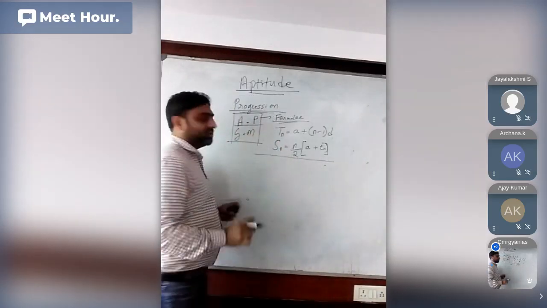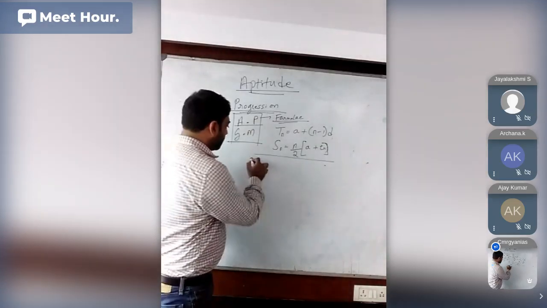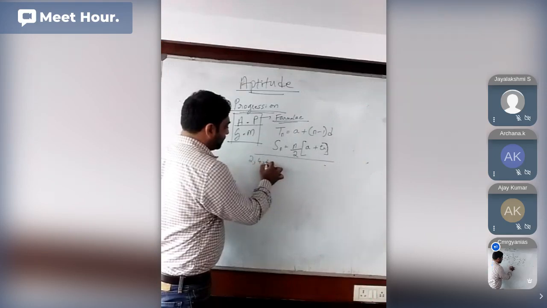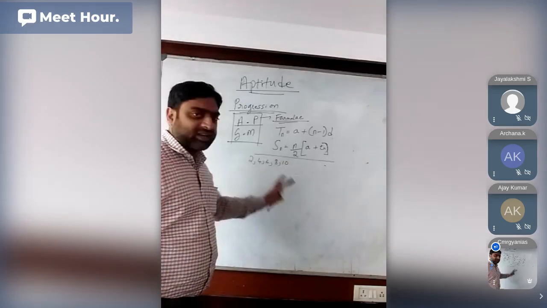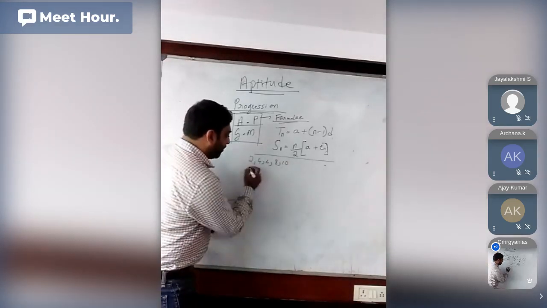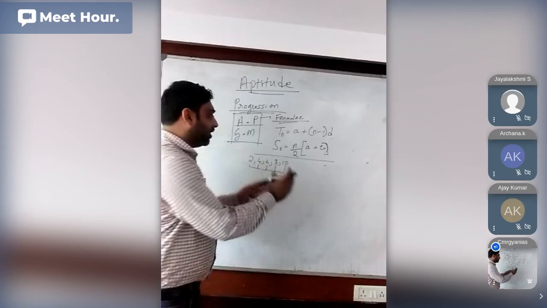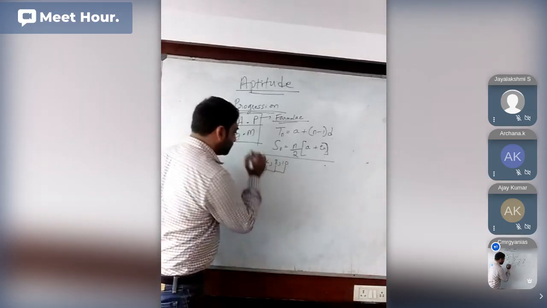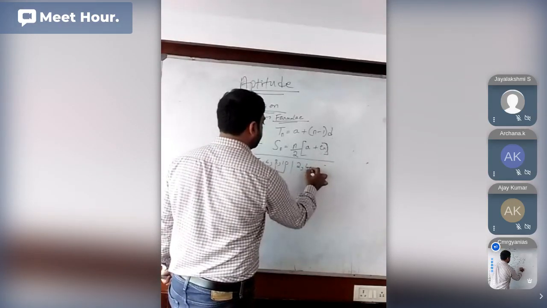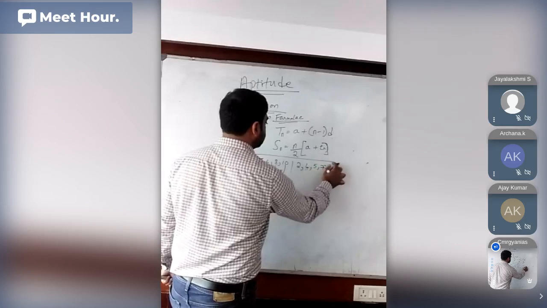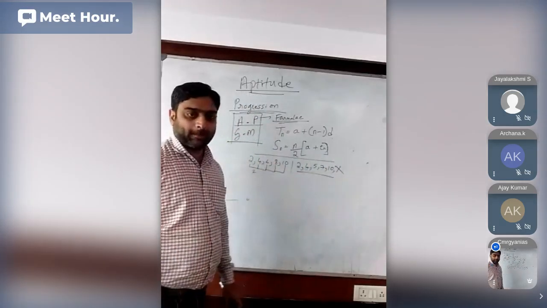Now, how will an arithmetic progression always be? For example, 2, 4, 6, 8, 10. This is an arithmetic progression. Why? Because the difference between all the terms is the same. The difference is 2. Suppose if I give you 2, 4, 5, 7, 10, this is not an arithmetic progression.